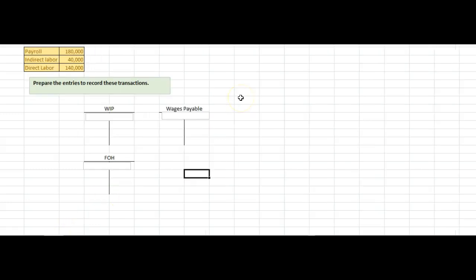Another one, we're going to look at payroll. Now payroll is kind of interesting. So first of all, we got to record the payroll, and that went right here, $180,000. So indirect was $40,000. Indirect is what? Factory overhead. That becomes a payroll expense for factory overhead for $40,000. We have direct labor, and guess what that is? So when you get done with this, you have a debit for work in process, a debit for factory overhead, and a credit for the wages payable.